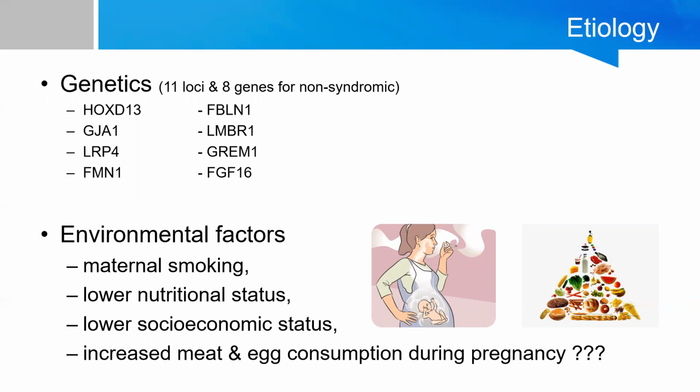The genes that have been identified in non-syndromic syndactyly, which is the least common type, are 11 loci and 8 genes. The environmental factors that are thought to play a role in syndactyly are maternal smoking, lower nutritional status, lower socioeconomic status, and some reports have indicated that increased meat and egg consumption during pregnancy might play a role, but this is still not confirmed.